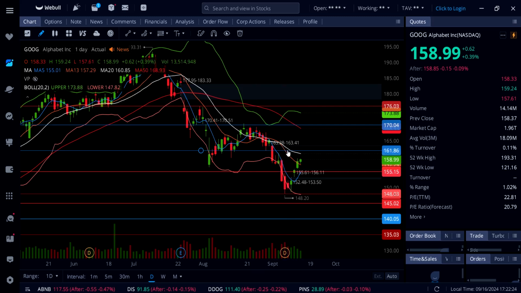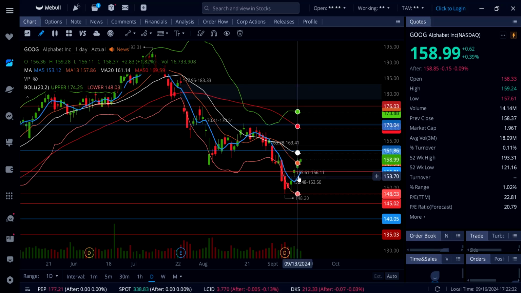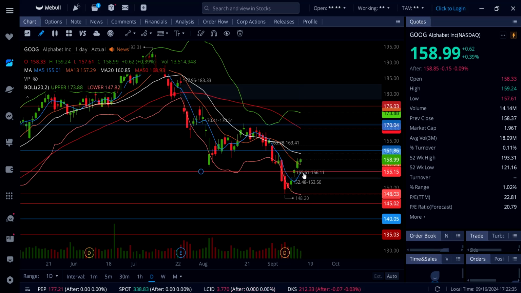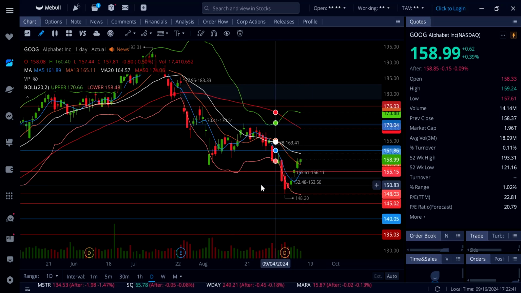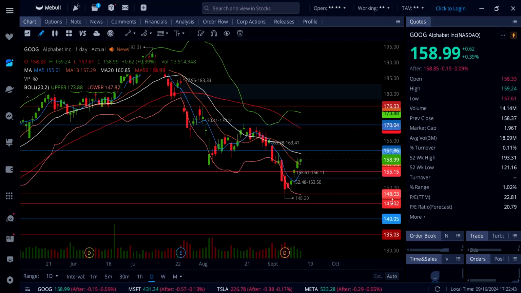That's my target, 163.41. Now, if we really see selling into FOMC Wednesday, in that case, watch out for this gap as support at 155.61. Under that, you will see a quick flush down to 152.48, this gap, and from there free fall back down to 148, and then from there much lower on Google.